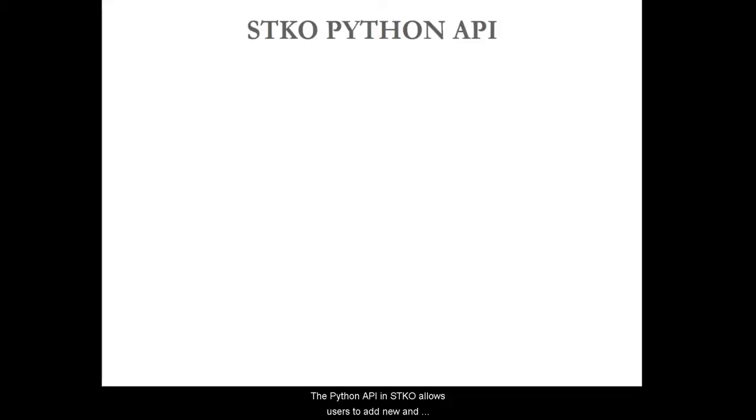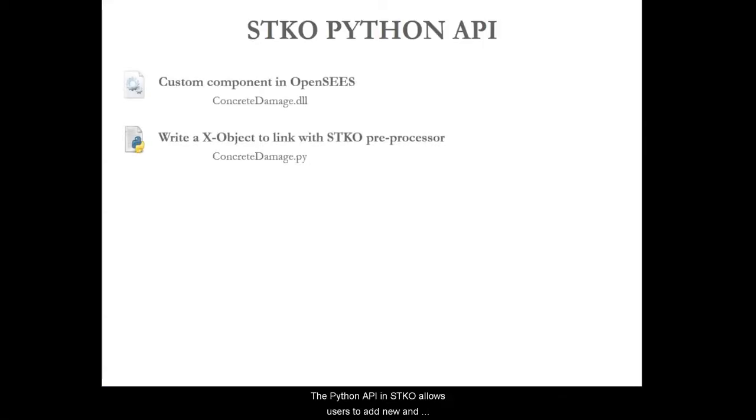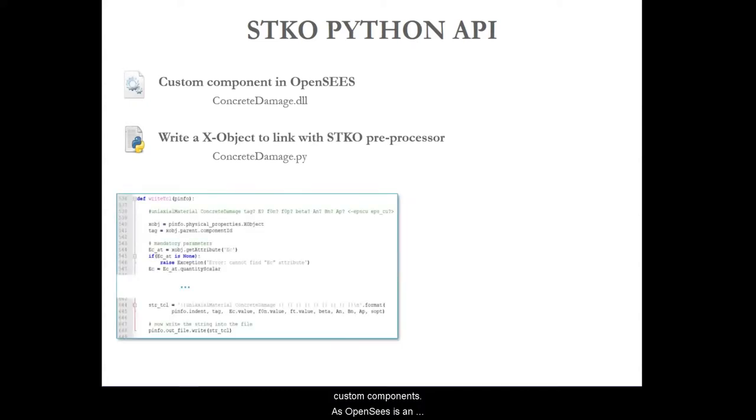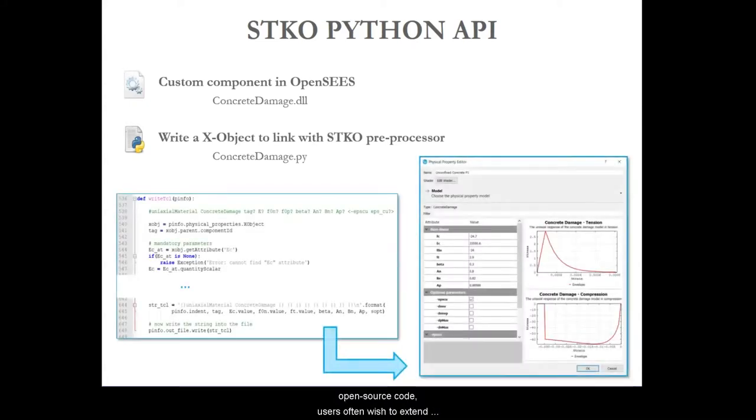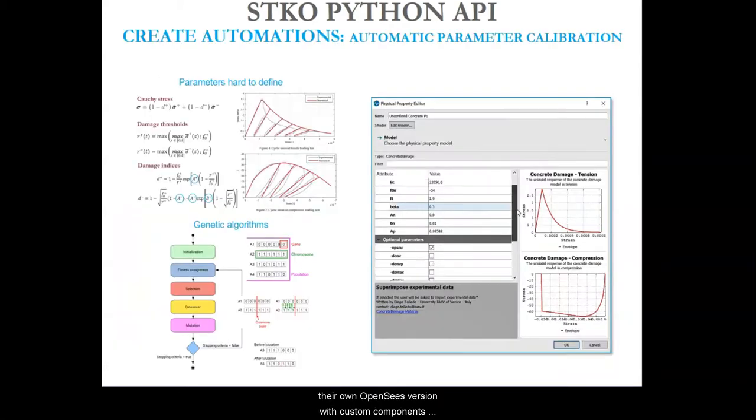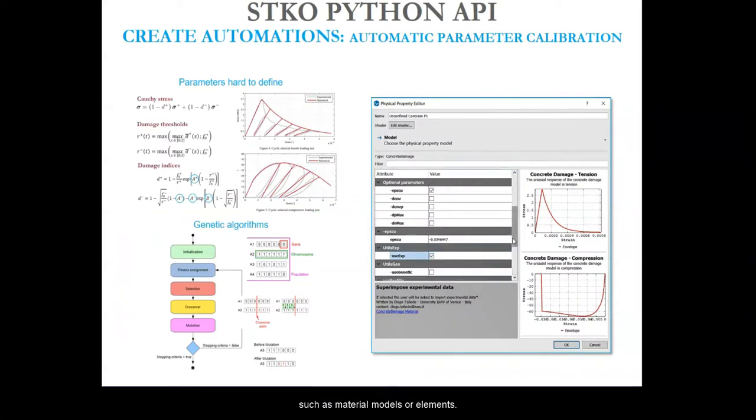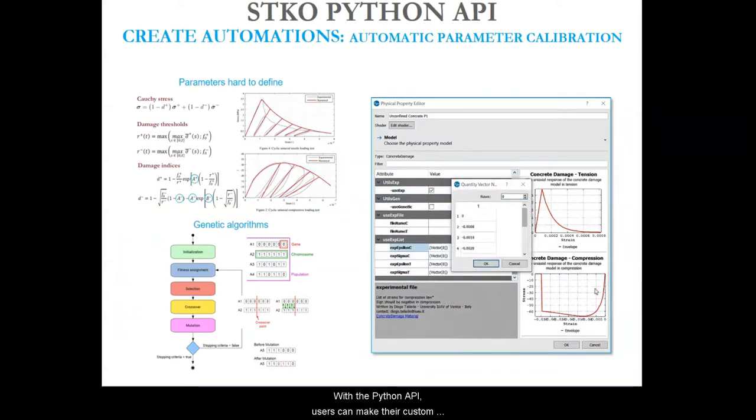The Python API in STKO allows users to add new and custom components. As OpenSees is an open source code, users often wish to extend their own OpenSees version with custom components such as material models or elements. With the Python API, users can make their own custom components accessible within STKO.